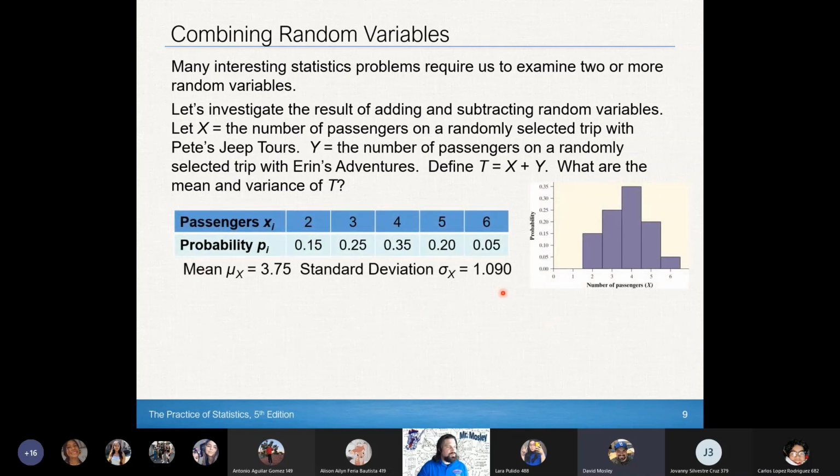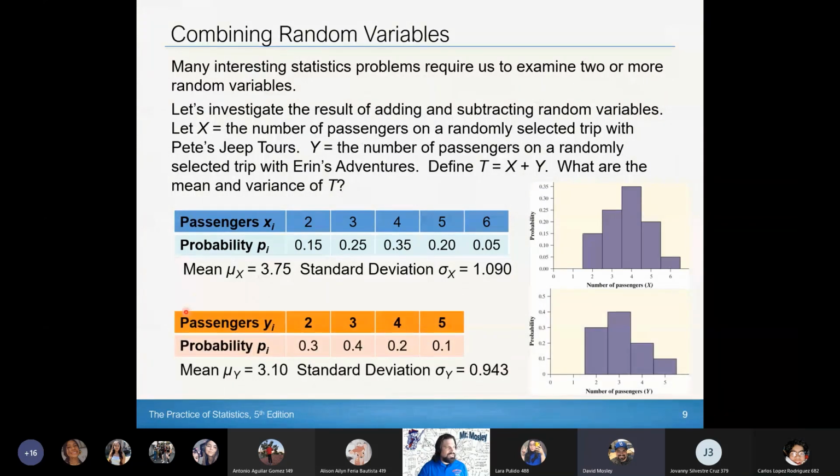Right? So reviewing the data we already have, this is the data for passengers and probability for Pete's Jeep Tours. And then we have the data for Aaron's Adventures. Right, notice that Aaron can only hold from 2 to 5 passengers. Right, so the probabilities, not everything matches up, and that's okay. They're not the same size, so to say, random variables, but that's okay. They don't need to be. Right, and we have the mean and standard deviation of each of these random variables, x and y.